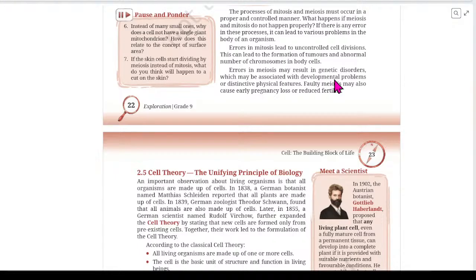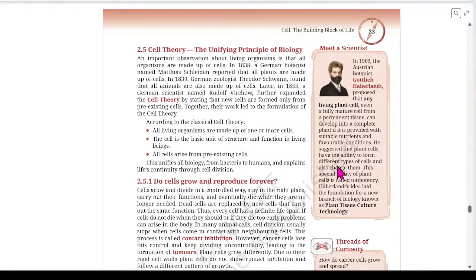Cell theory, the unifying principle of biology. An important observation about living organisms is that all organisms are made up of cells. In 1838, a German botanist named Matthias Schleiden reported that all plants are made up of cells. In 1839, German zoologist Theodor Schwann found that all animals are also made up of cells.